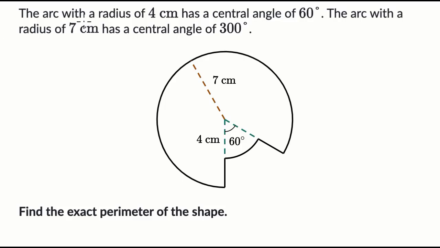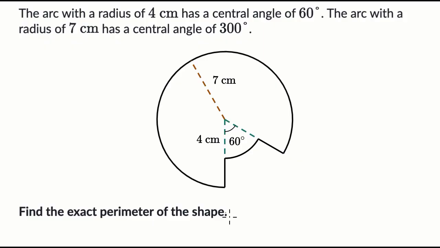We are told the arc with a radius of 4 centimeters has a central angle of 60 degrees. The arc with a radius of 7 centimeters has a central angle of 300 degrees. Find the exact perimeter of the shape. So pause this video, have a go at this before we do this together.